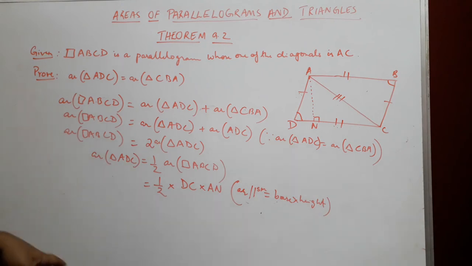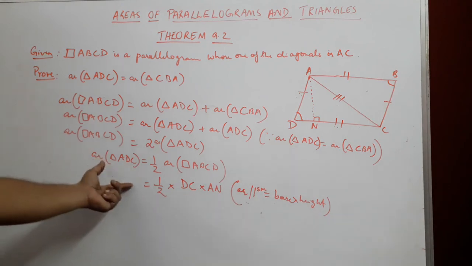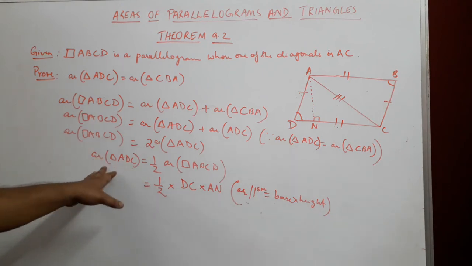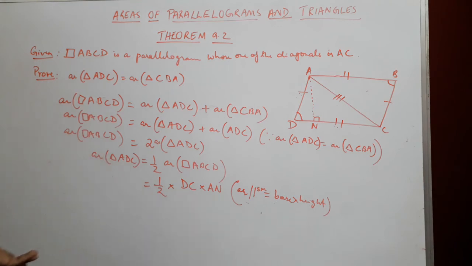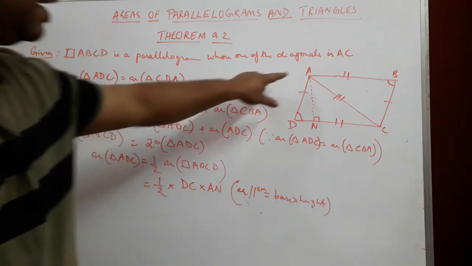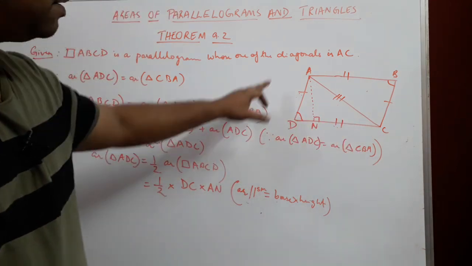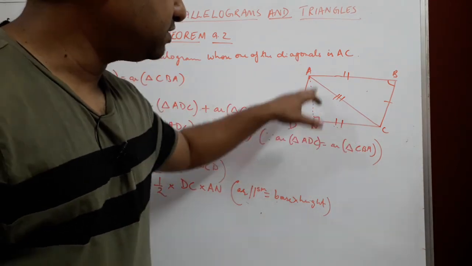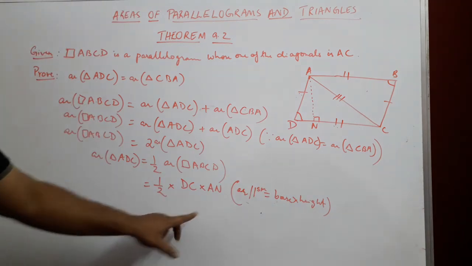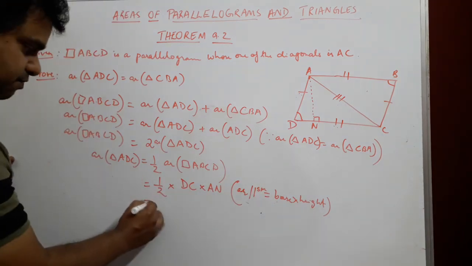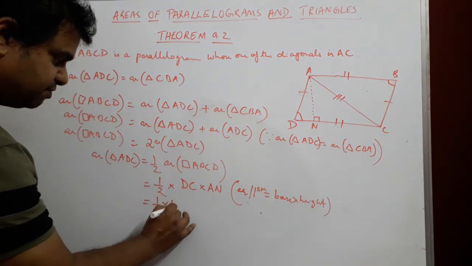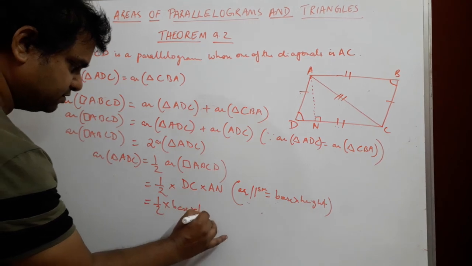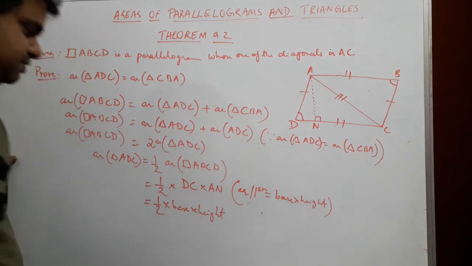But now what we have achieved, we have got an area of the triangle over here. What is the area of a triangle that we always know of? Half base into height, right? So area of triangle ADC, what we have got is equal to half base into height. Base is DC, height is AN. So that establishes the relationship over here as well, half into base into height.